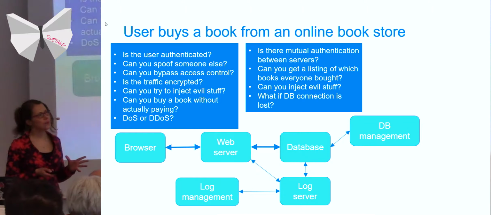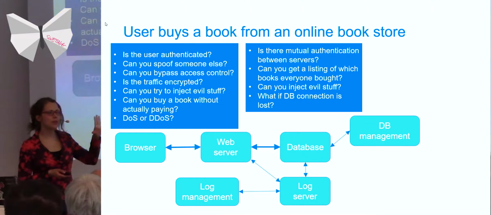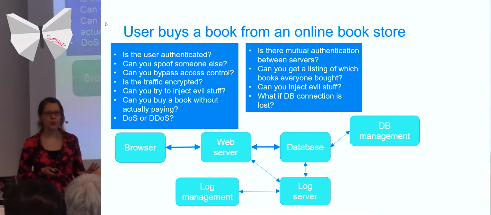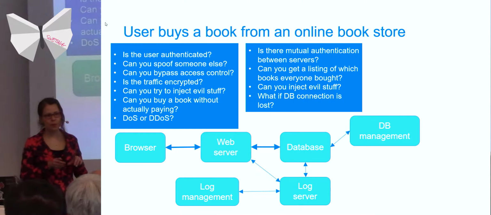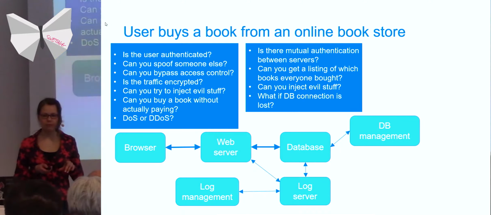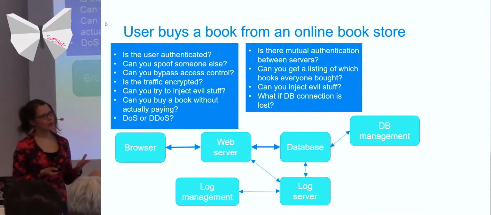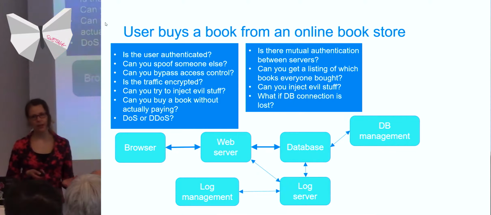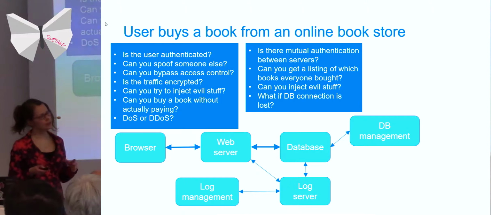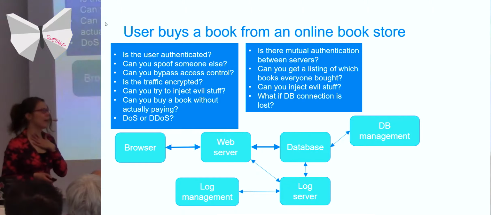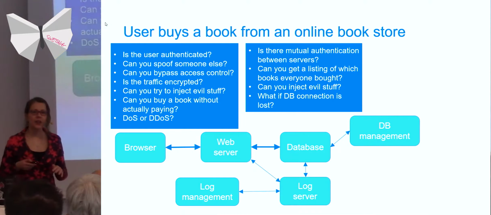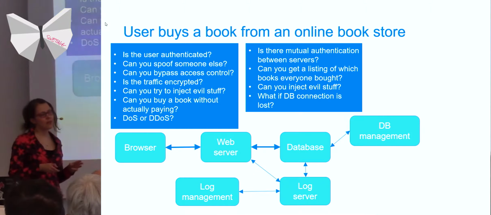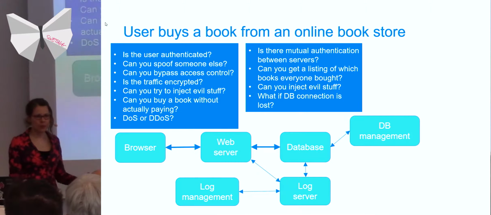Or maybe the original user can get a purchase history on their account. But would you be able to list everybody else's books if you just modify one parameter? Or again, can you try to inject evil stuff to the database? Or what happens if, sorry, I have flu. What if the database connection is lost? Do you even show at least a meaningful error message? Or does the system crash and show a white page or something like that?